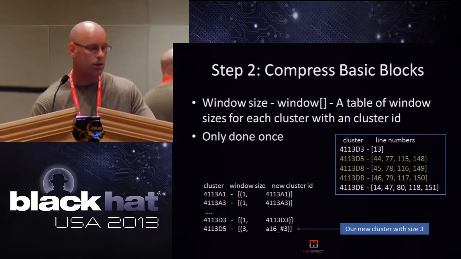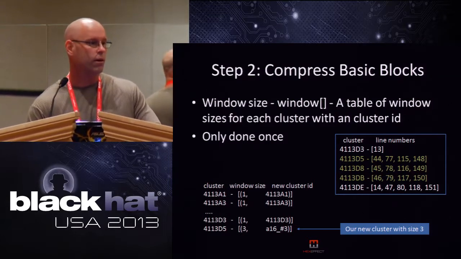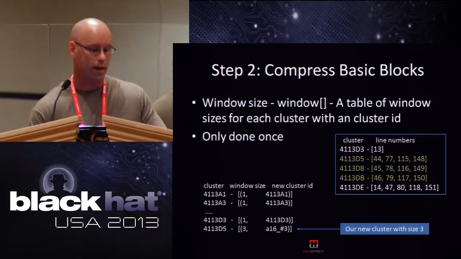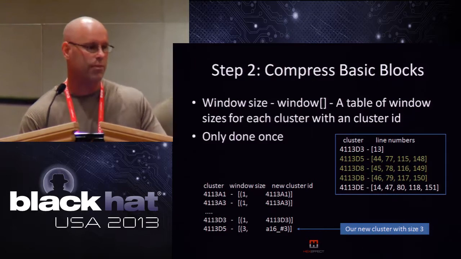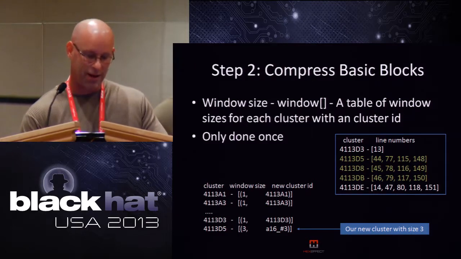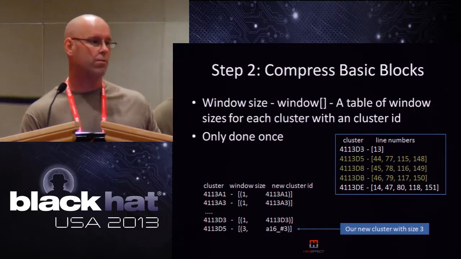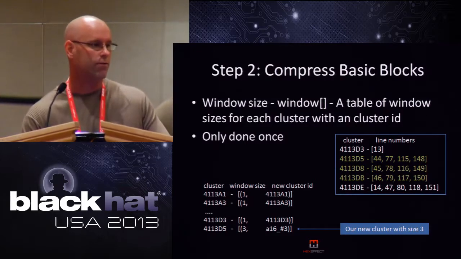A16_pound3 is saying that for round 1A, this is the 16th cluster, because this is actually a real example, so I just copied and pasted. And it has 3 instructions in it, right? So that's the very first pass, this compressing of basic blocks to get it faster, right?